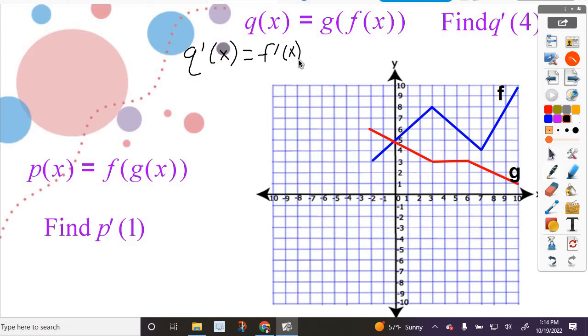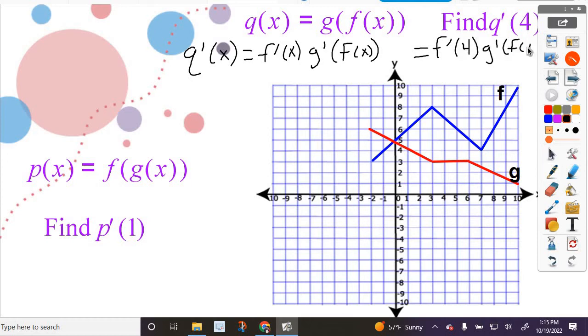So then I need to take the derivative of the outside, which is what? g. So I have g prime of f of x, because I don't change my inside. Yes? If it just asks us to take the derivative, that's my derivative. I don't have any other information, that's as far as we can go. However, they then ask us to find q prime of 4. So I'm going to take my 4 and plug it into the stuff that I just got.